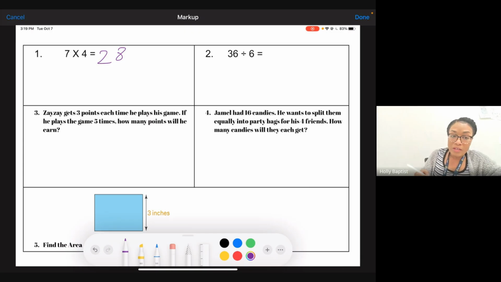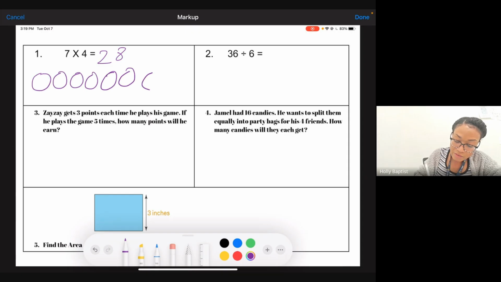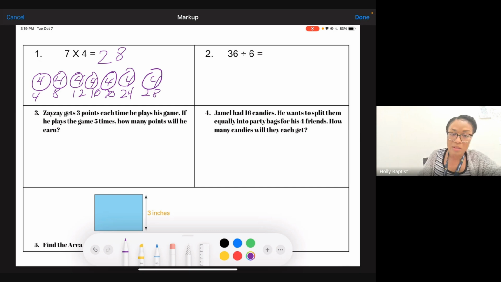On paper, that can look like students putting 7 circles. So 1, 2, 3, 4, 5, 6, 7. And they can skip count by 4. They can put 4 in each one and then skip count right below. 4, 8, 12, 16, 20, 24, 28. Just like that. That's how they can show their work.